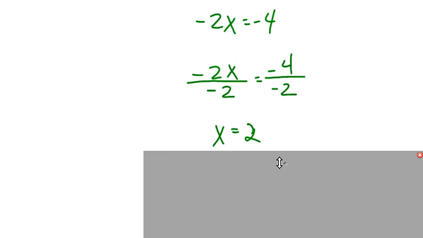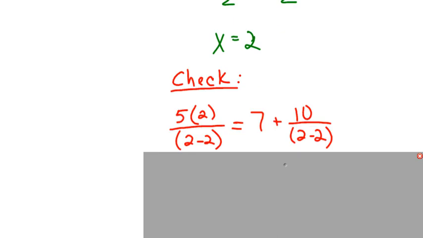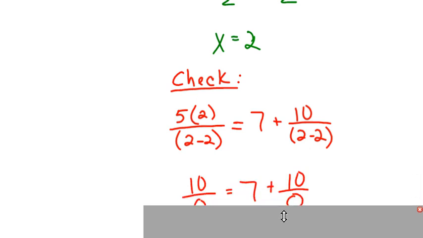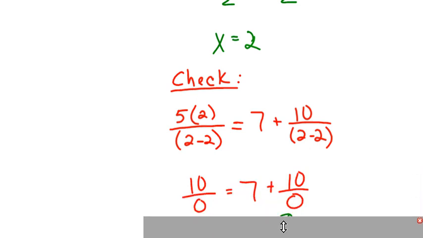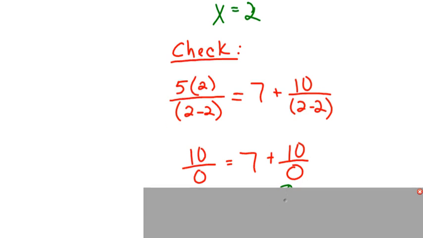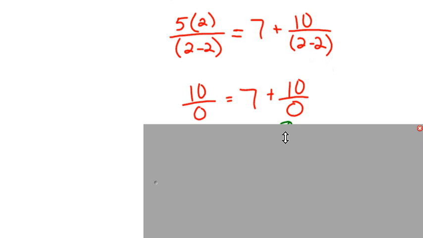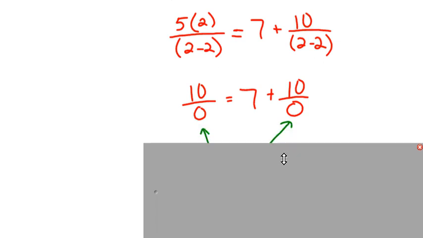Again, to verify that this is a solution to the equation, we have to substitute it back in and see if it is balanced. So we're substituting our value in for x into the original equation. We can see we've got 10 divided by 0 equals 7 plus 10 divided by 0. Well, 10 divided by 0, we're running into a problem here because we know that we're not able to take something and put it into nothing, put it into 0 groups.